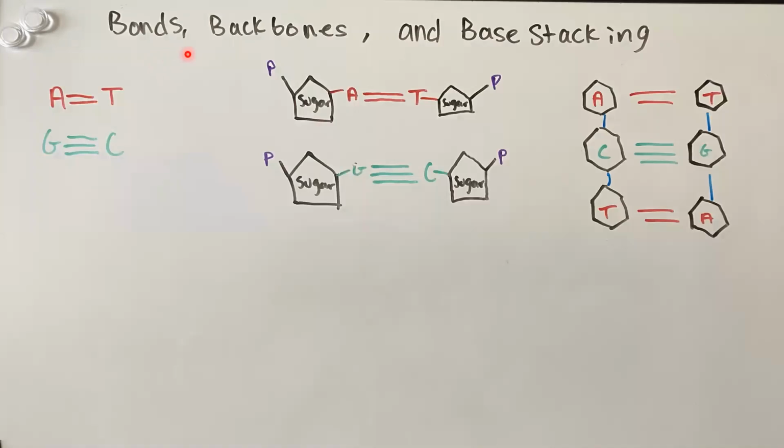So now we're going to be talking about bonds, backbones, and base stacking. Here we have A and T and G and C. They're each held together by hydrogen bonds, but A and T have 2 hydrogen bonds, and G and C have 3 hydrogen bonds, and that is a really big distinction between the two.